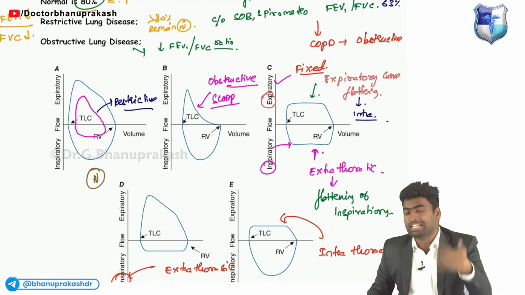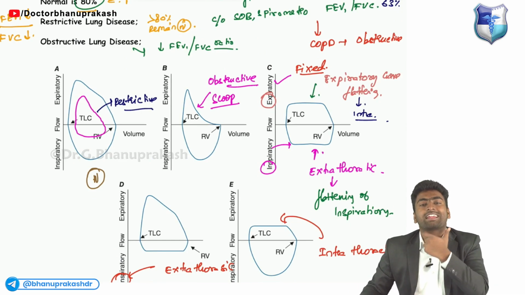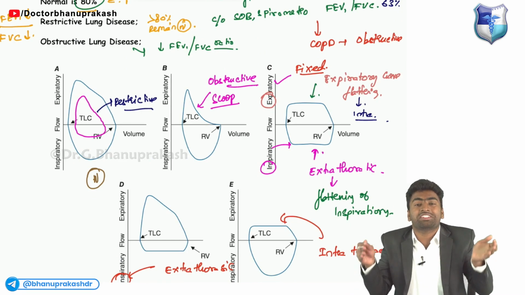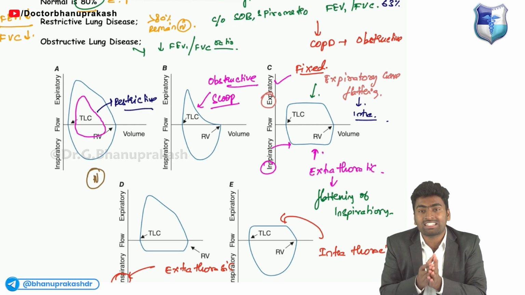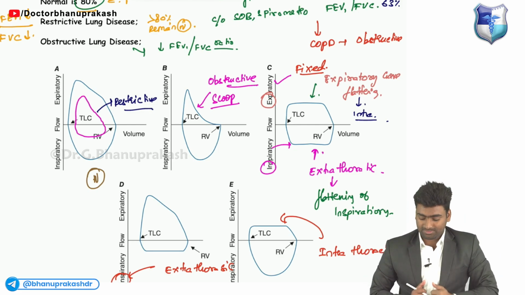For example, you did an intubation and the patient is intubated for a prolonged time. Then what will happen? The trachea will undergo ischemia, which leads to stenosis. So in a case of tracheal stenosis, it leads to flattening of both sides. Just remember that.